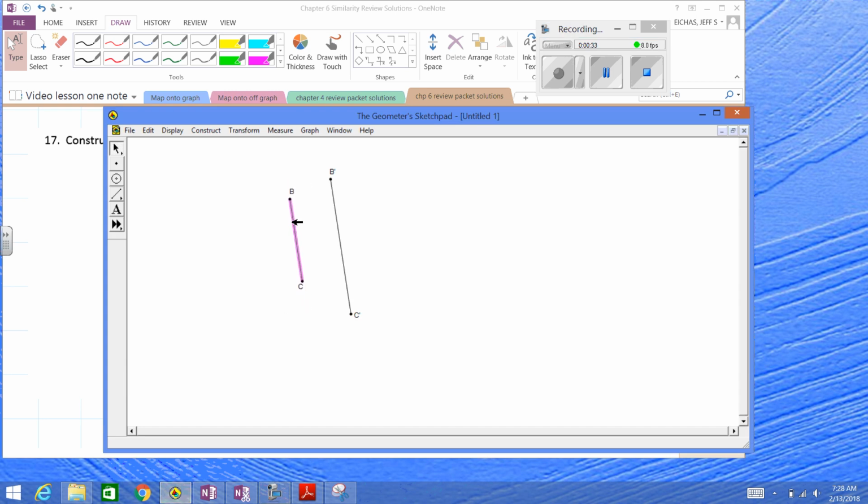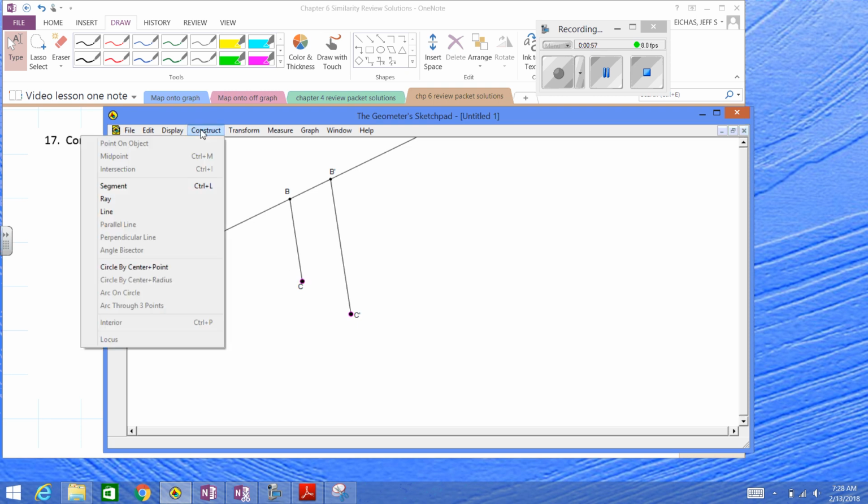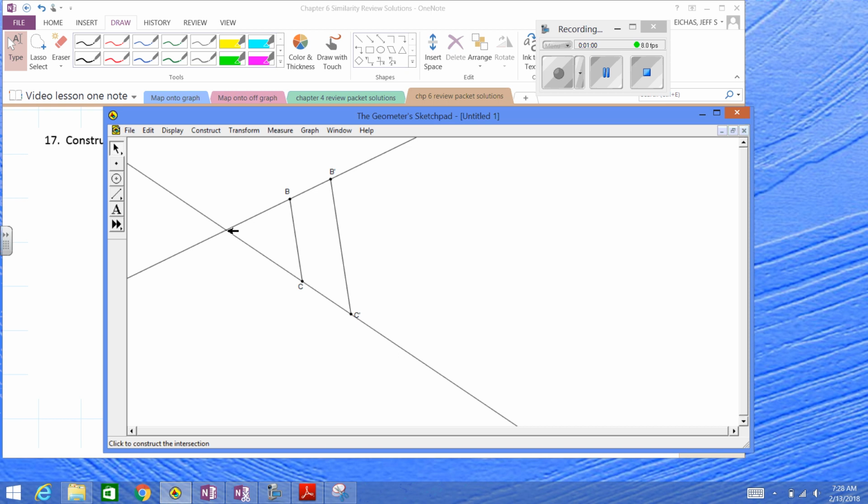If this was the setup, and I wanted to find the center of dilation, I'd take a straight edge that would connect B prime, the image, and B, the pre-image. So let's construct that line. Now somewhere on this line is going to be the center. I just don't know where. But if we connect C to C prime and continue that path, wherever those two linear paths cross is going to be the center of dilation, right there. So that's essentially all we're going to do for work, is use your straight edge. So we'll go back over and write those concepts down.